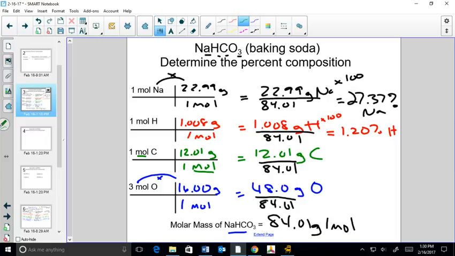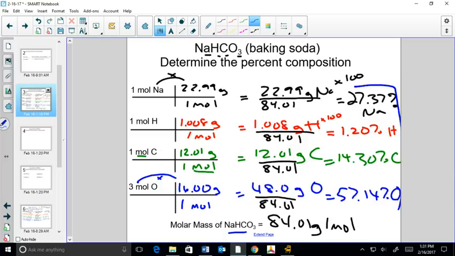For carbon, I get 14.30% of carbon. And last but not least, for oxygen, I get 57.14% of oxygen. We add all of these percents up, and it should equal to 100%. So that tells me that baking soda is almost 60% of its mass comes from its oxygen, and almost 30% of its mass comes from sodium.